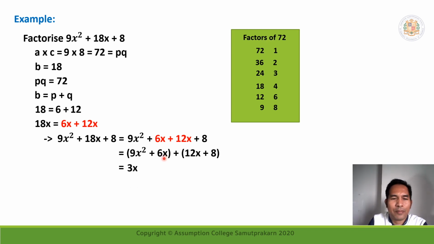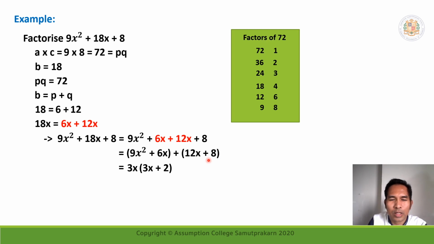So 3x. What is 9x squared divided by 3x? Okay, 9x squared divided by 3x is 3x. How about 6x divided by 3x? Okay, 6x divided by 3x is 2. So we have 3x times the quantity 3x plus 2, plus. How about this one? Can we factor? What is the common factor of 12x and 8?